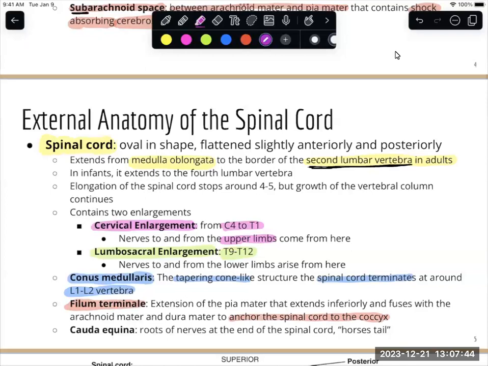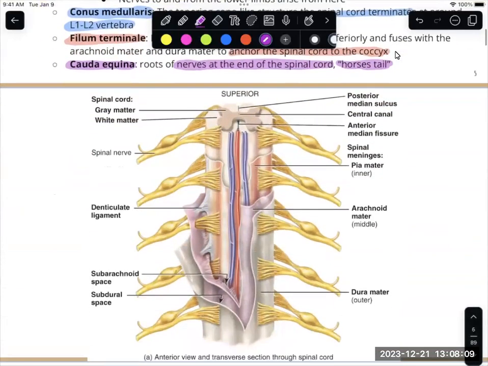Then what is left after that conus medullaris is known as the cauda equina, because it looks like a horse's tail. Cauda equina means horse's tail. And this is all of the nerves after that conus medullaris. So let's look at some pictures.